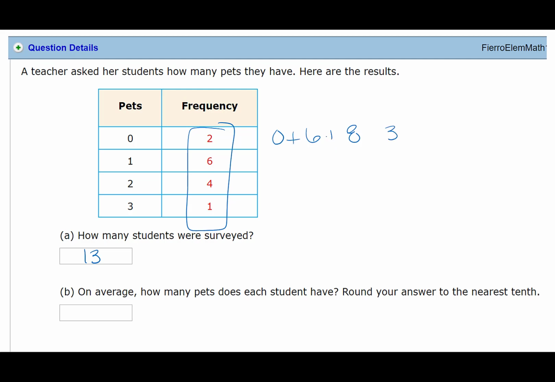So this is your total number of pets. When you add this together, you get 17. Remember, we did have 13 students. So when we divide 17 by 13, we get the decimal 1.3. And it did say round to the nearest tenth, so we'll keep it at 1.3. And that's your final answer for part B.